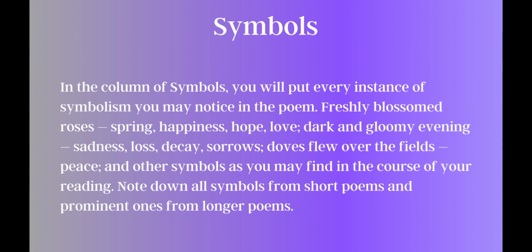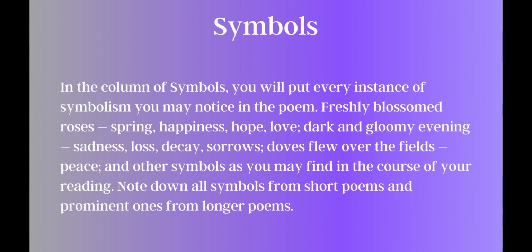So as you read the poem, you'll find many symbolic uses of language by the poet, many symbolic images. So you'll note down the most important ones if this is a long poem, or every one if this is a shorter poem like a sonnet, or a 10 or 12 or 14 or 15 or 20 lines poem. So if this is a short poem, you will put down all the symbols in that column, and if this is a longer poem, then you will note down all the major symbols that a poet has used in this long poem.